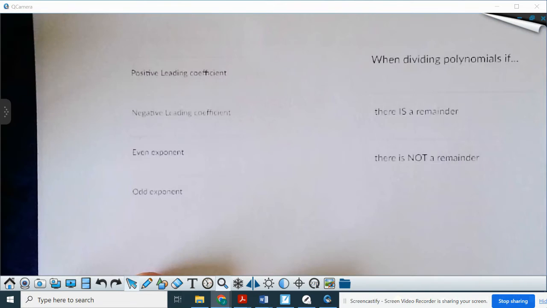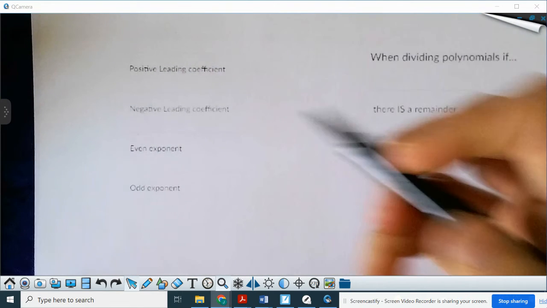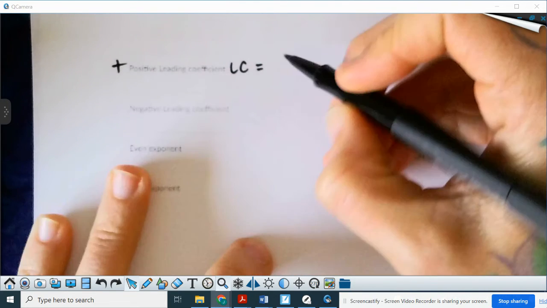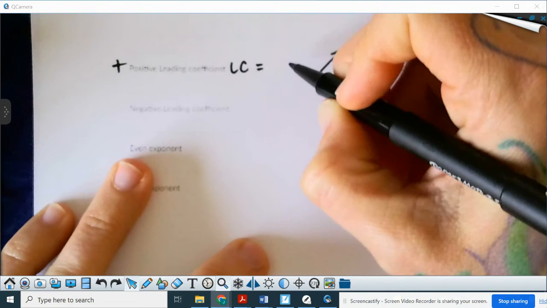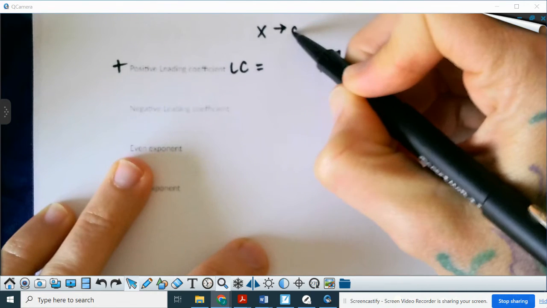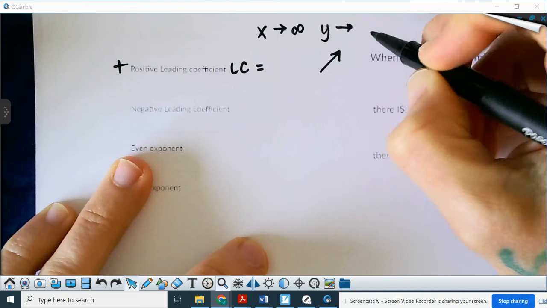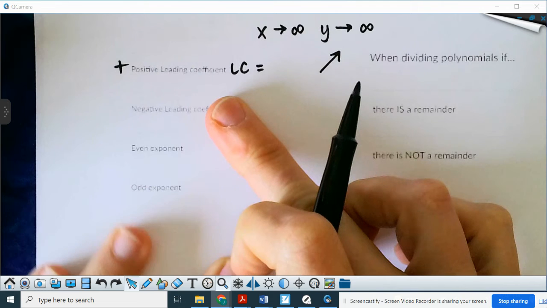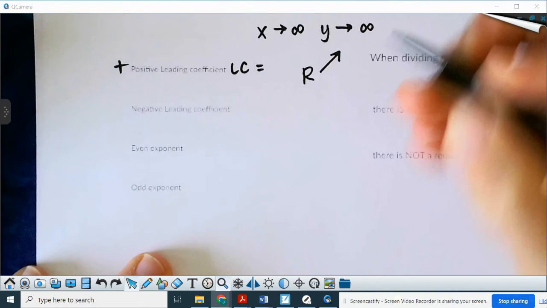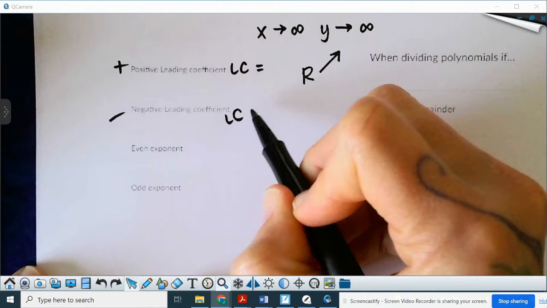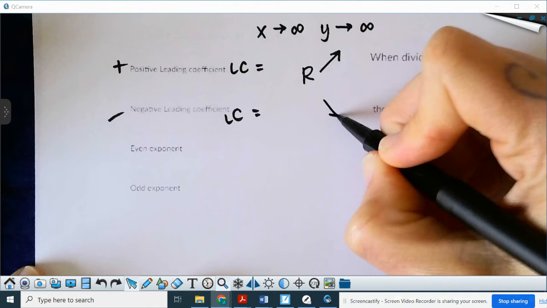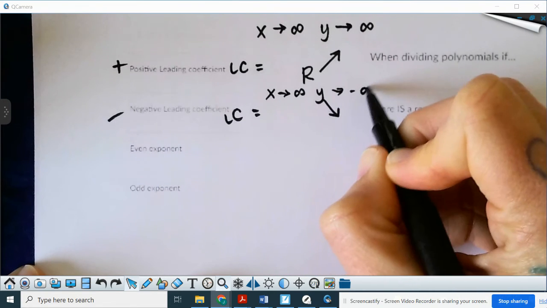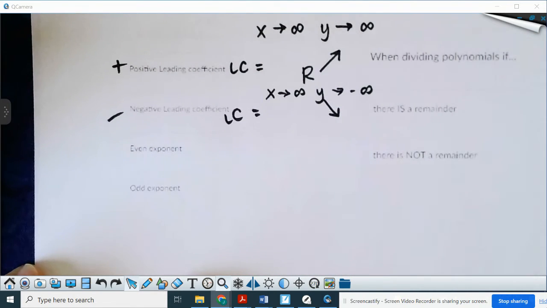Now this next one's a little hard to read. It's a little blurry, but positive leading coefficient means that the right side will be going up. So as x approaches positive infinity, y is going to approach positive infinity as well for our positive leading coefficient. It only controls the right side of your graph. A negative leading coefficient also controls the right side of the graph, but that means that as x approaches positive infinity, y is going to approach negative infinity. So on the right-hand side of the graph, it's going to be going down.